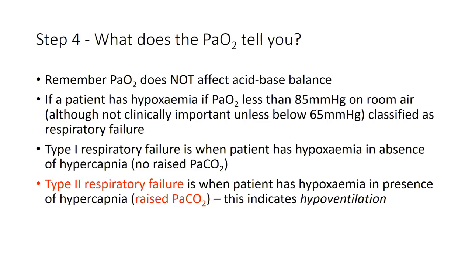So type 1 respiratory failure is defined when a patient has hypoxemia in the absence of hypercapnia, as in there's no raised arterial pressure of carbon dioxide. Type 2 respiratory failure is when a patient has hypoxemia in the presence of hypercapnia. That's a raised level of arterial carbon dioxide, and this indicates hypoventilation.